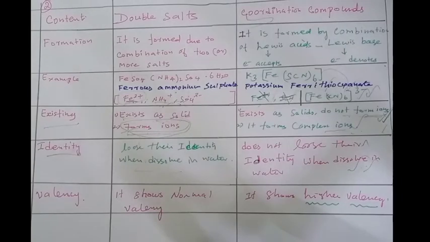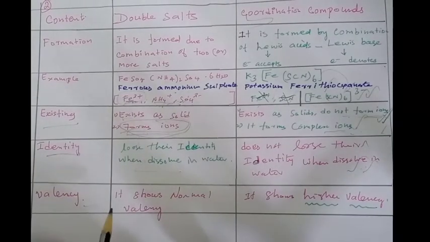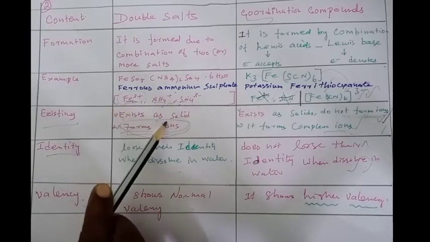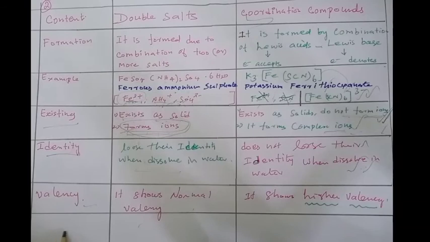And valencies. What are valencies? They show the normal valencies. You have studied valencies well in plus one. See students, what is the valency here? Fe2+, NH4+, SO4 2-, like that. It shows the normal valencies.